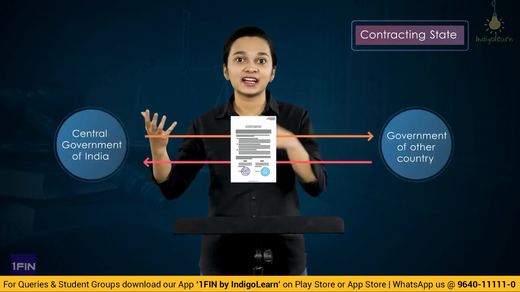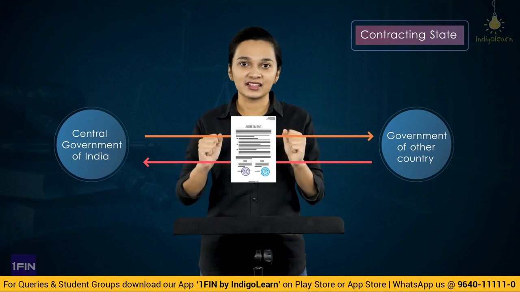Whenever you read a tax treaty, the words used in the tax treaty are contracting states, which refer to the countries who are entering into the arrangement. So similarly here, when we are talking of a contracting state, it means any other country with whom some arrangement has been made between the government of India and the government of that other country.